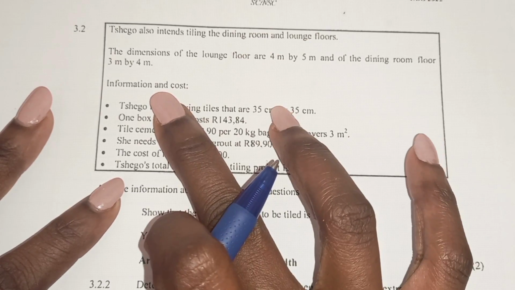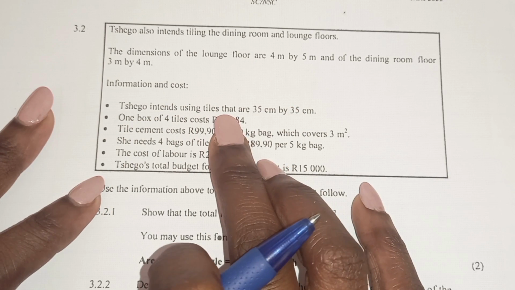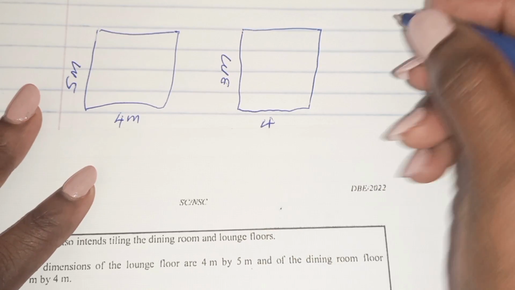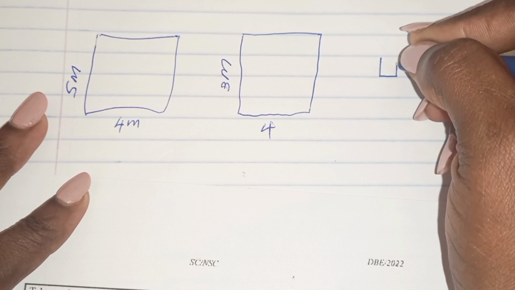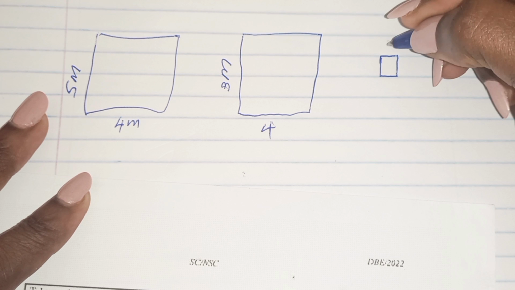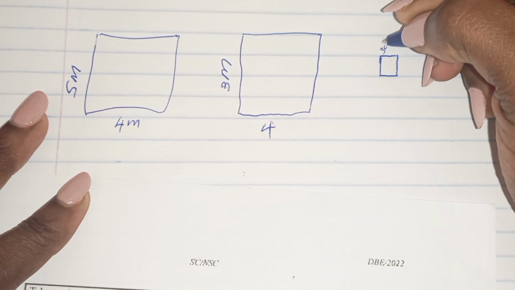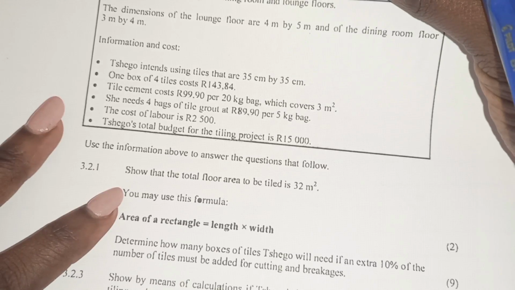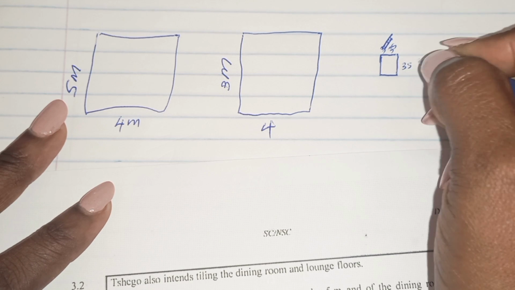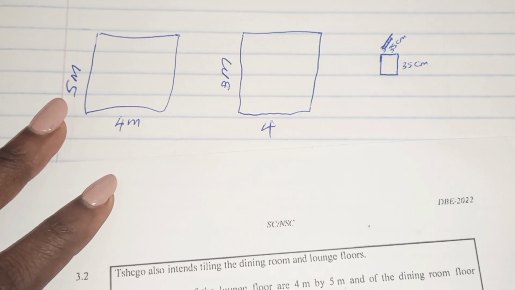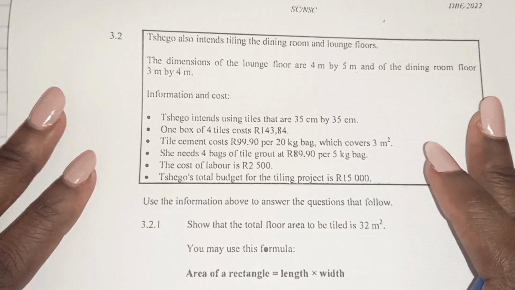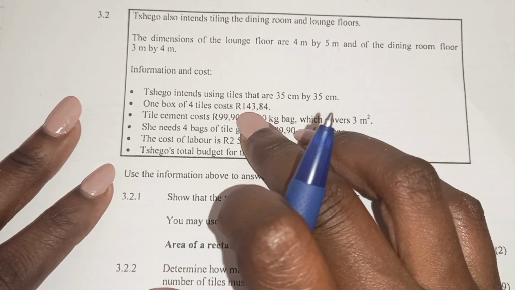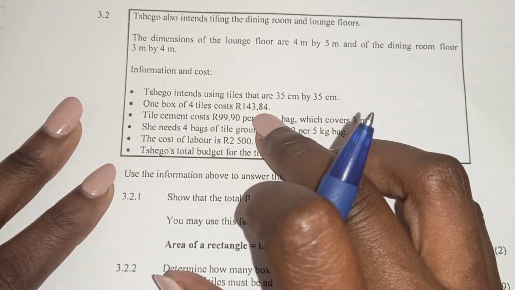So it says the information and cost here. Tseho intends using tiles that are 35 centimeters by 35 centimeters. So the tile that Tseho intends to use is actually the same on both sides. So it's 35 centimeters this side, and 35 centimeters this side. That's a big tile, ne? It's a big tile. So that's like bigger than a ruler on each side. Okay, those are big tiles. And you get 4 of them in one box. And it's 143 Rand and 484 for one box.